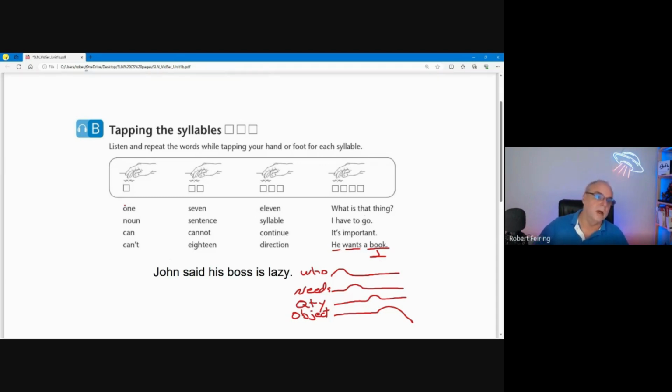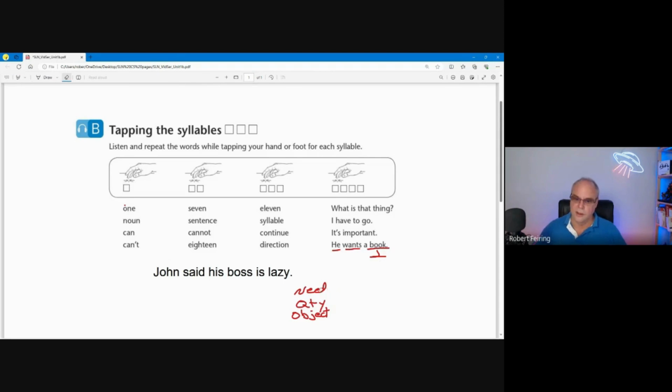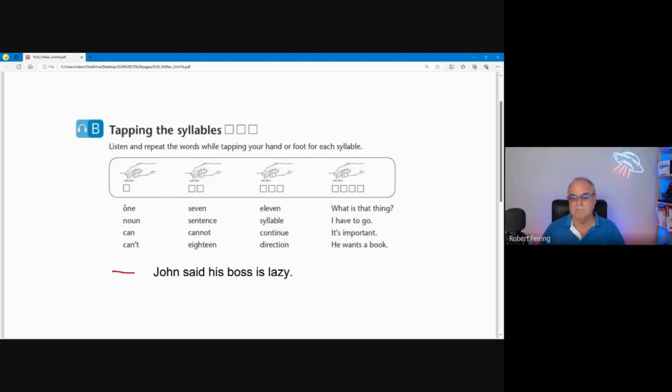So let me clean that up, and I want to show you another sentence. It kind of summarizes everything that we just went over. So this sentence here, John said his boss is lazy. What does that mean? When I say John said his boss is lazy, it means John's talking and he says his boss is lazy. Okay, let me say it a different way. John said his boss is lazy. I'll repeat it. John said his boss is lazy.